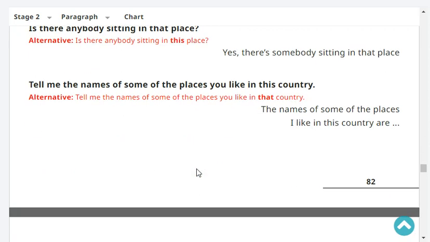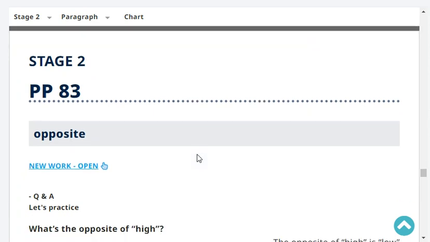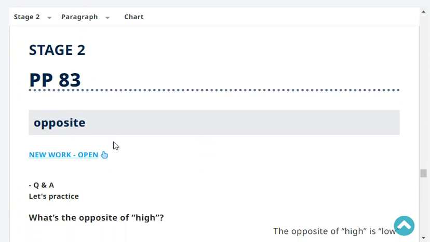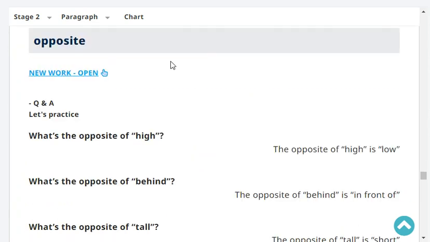Greg, tell me the names of some of the places you like in your country. The names of some of the places I like in my country are... What places do you like in Japan? Okinawa and Tokyo. Hokkaido, very good. Hokkaido. And Tokyo as well. Very good.